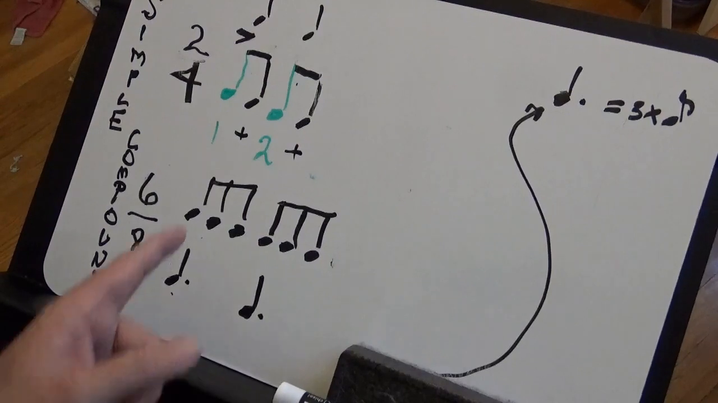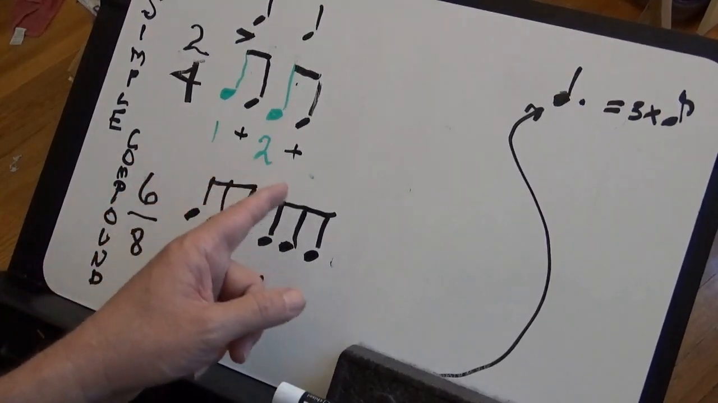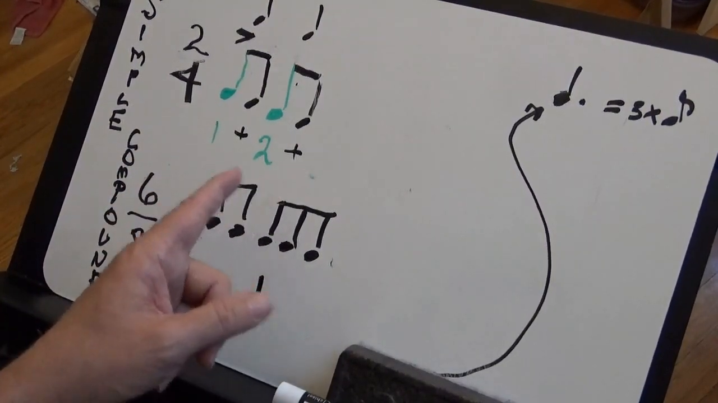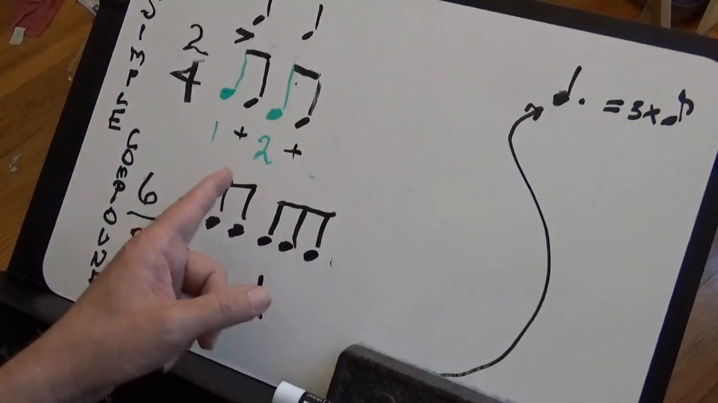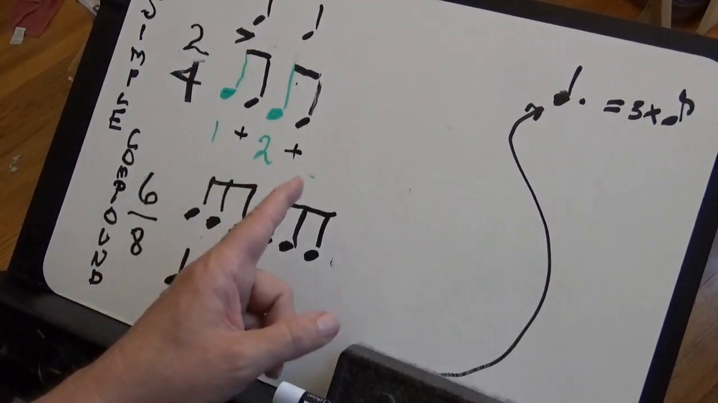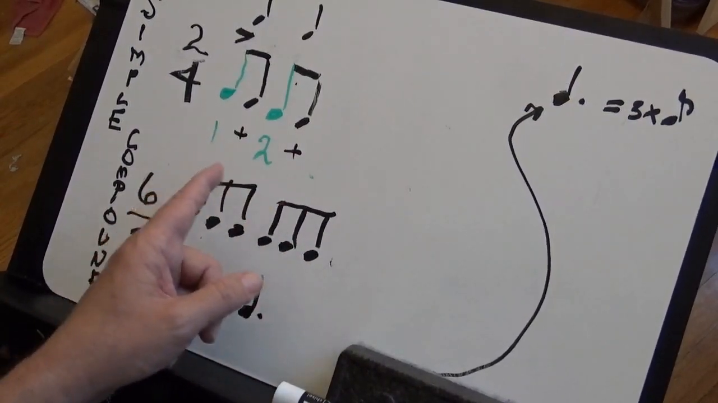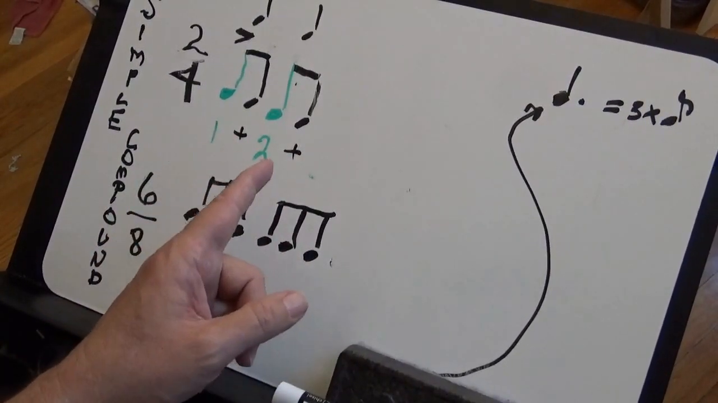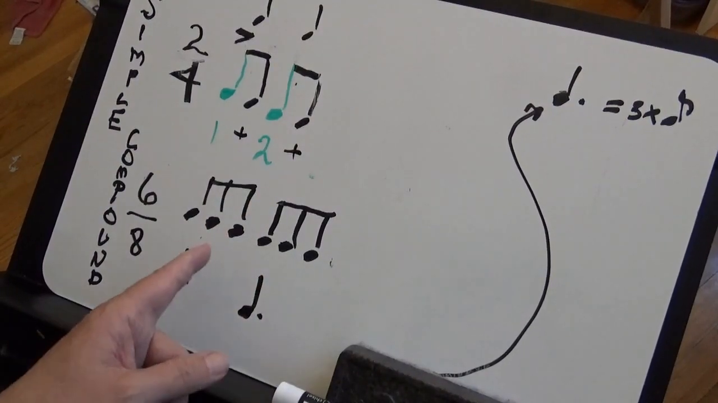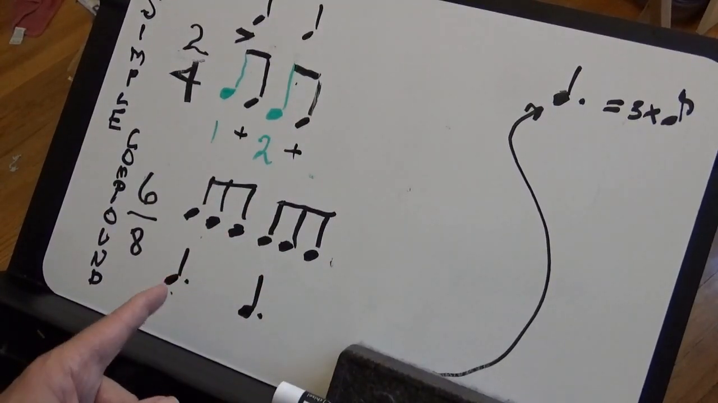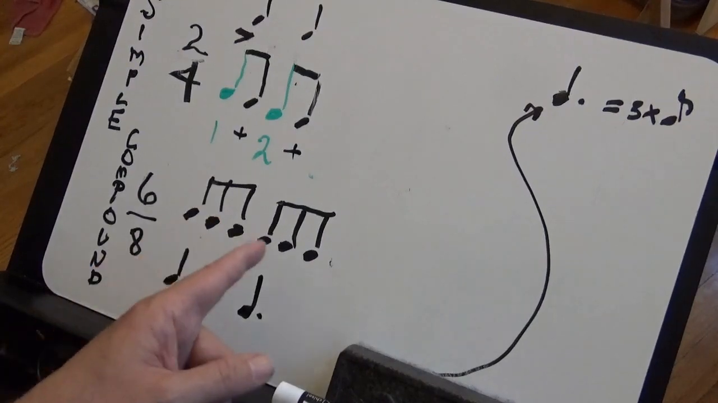Now if I tried to count 2/4, 1 and 2 and 1 and 2 and 1 and 2 and 1, it doesn't work. The 1, 2 does, but the ands are off. No, you've got to do it in 3. 1, 2, 1, 2, 1, 2, 3, 4, 5, 6, 1, 2, 3.